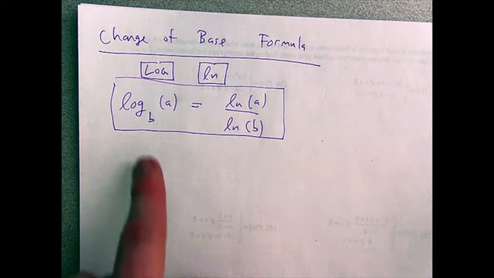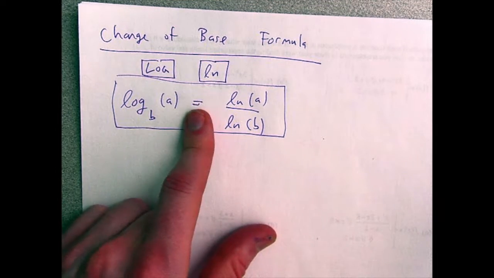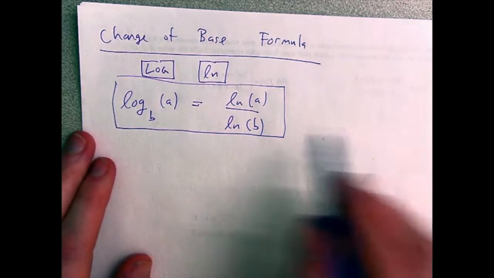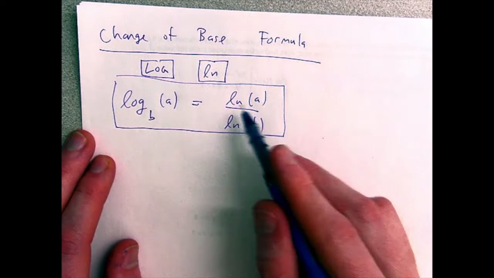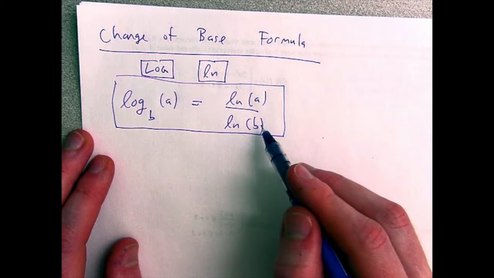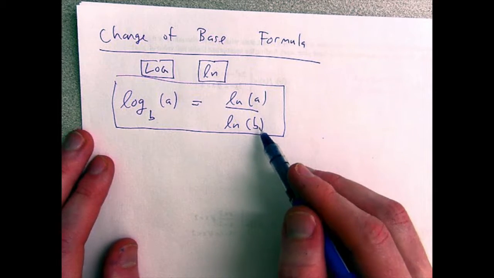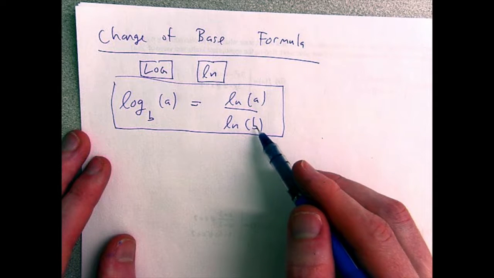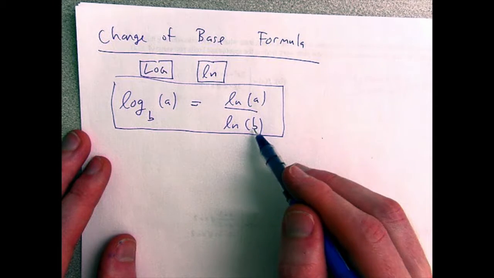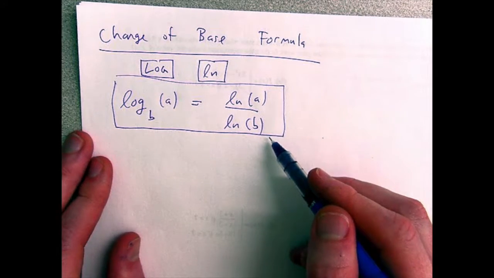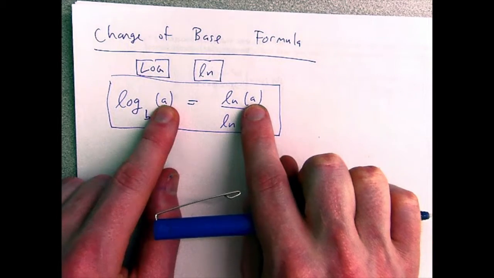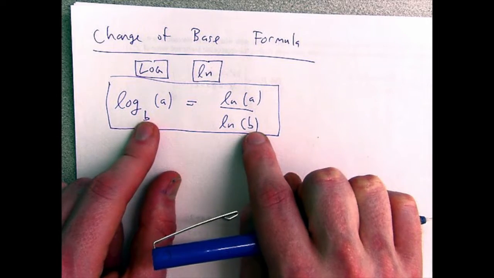If you ever have trouble remembering how this formula goes, just remember that the a is higher than the b on the left-hand side, and therefore the a should be higher than the b on the right-hand side. In other words, you may forget whether the formula is natural log of a over natural log of b, or natural log of b over natural log of a. Just remember that the a is on top on both sides and the b is on the bottom on both sides.